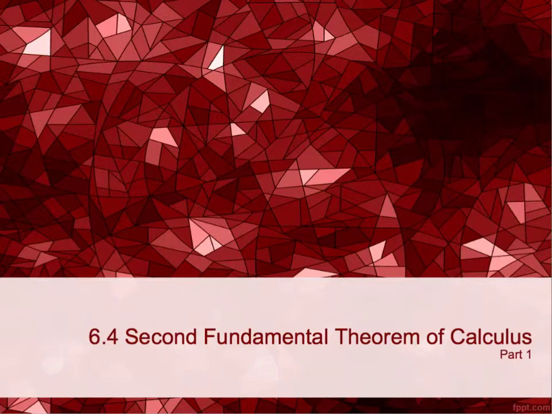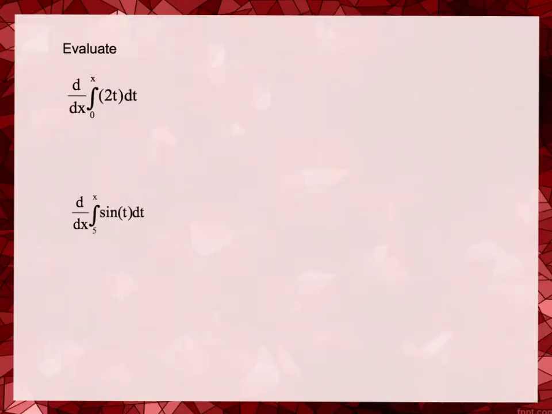In section 6.4, we're going to continue our discussion of the fundamental theorem of calculus, but in this video, we're going to look at the second fundamental theorem of calculus. So we're actually going to work through these problems the long way so that we can come up with a process for how they have determined what the second fundamental theorem of calculus would be. So let's look at, we want to find the derivative of the integral from 0 to x of 2t dt.